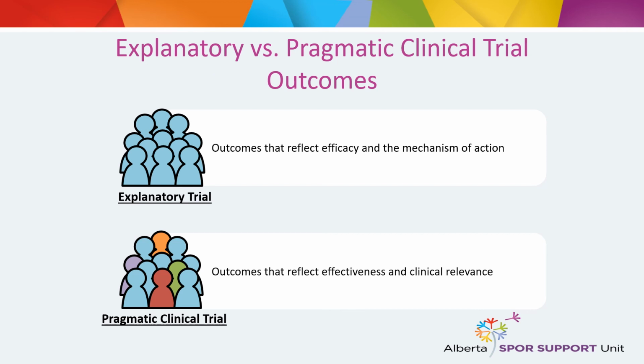In explanatory trials, outcomes tend to be surrogate markers that are used to demonstrate treatment effect. In pragmatic clinical trials, outcomes tend to be patient-centered and include patient symptoms, overall mental state, and quality of life. The goal is to measure the effects of a disease or condition on how the patient functions.